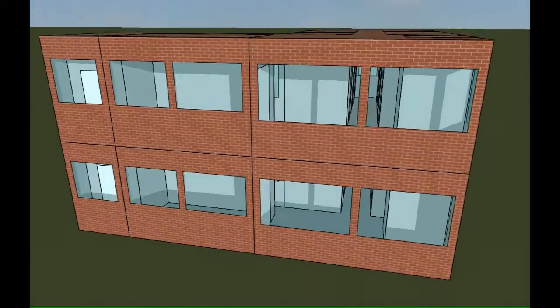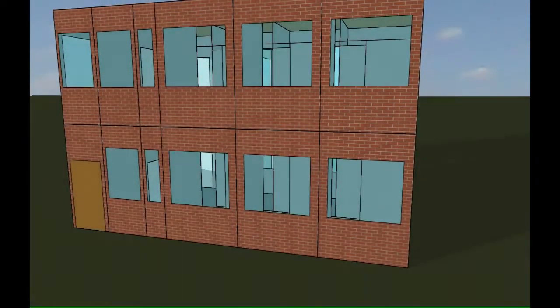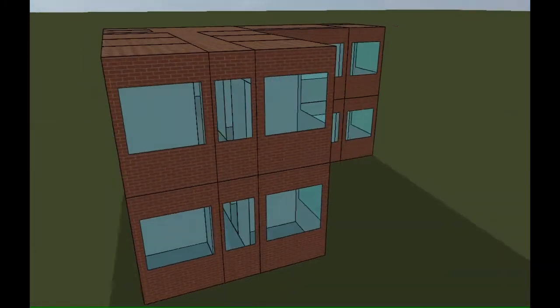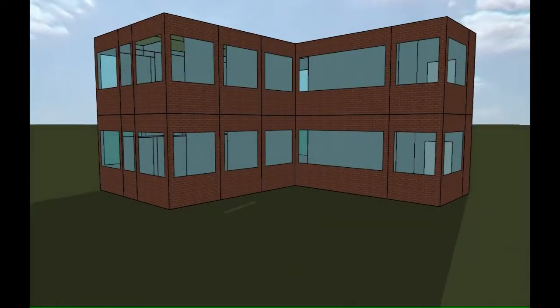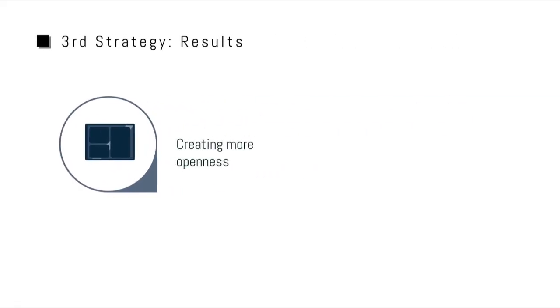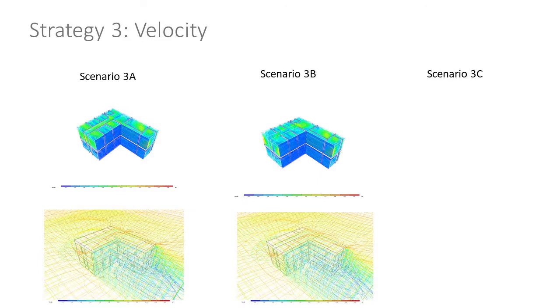For scenario 2 of the third strategy, we removed the door and replaced it with a void, and we also replaced the window at the top with a void. As for scenario 3, we only allowed for a short wall partition for each room in order to increase the air circulation allowance. Running the simulation, the total energy dropped with the removal of the door and the window.